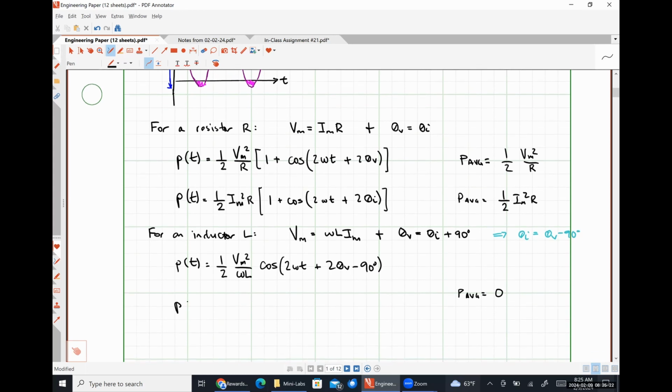Following suit for the instantaneous power absorbed by an inductor, expressed only in terms of current, this is going to look like 1/2 Im squared times omega L cosine twice omega t plus twice theta I plus 90 degrees.